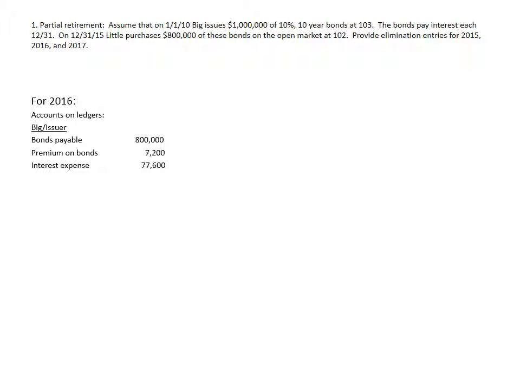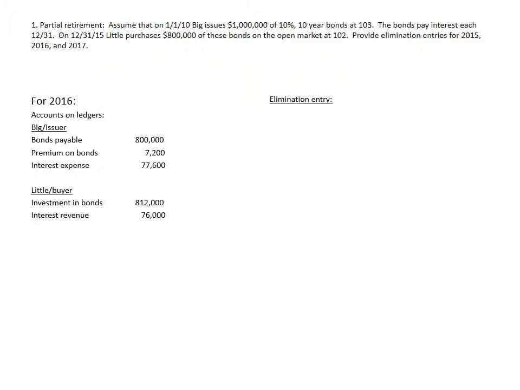Over on Little, the buyer's books, their investment in bonds is dropping because, again, that premium is being amortized. They originally bought it at $816,000, a $16,000 premium. The bonds had 4 years left to run, so that premium was being amortized at the rate of $4,000 per year. So it was $816,000 last year, it's $812,000 now, and their interest revenue, again, is the coupon interest of $80,000 less the amortization of that premium of $4,000, for $76,000.